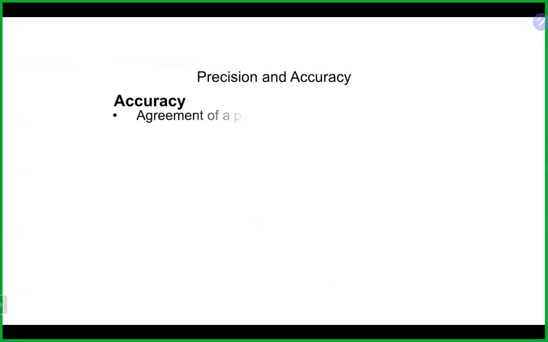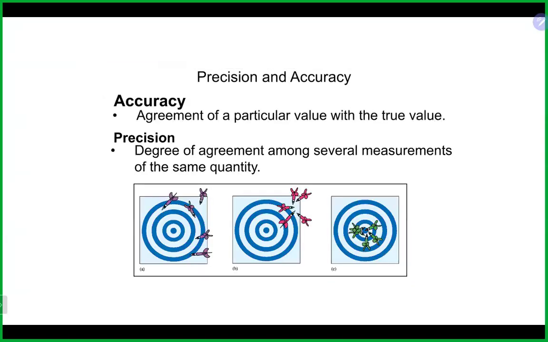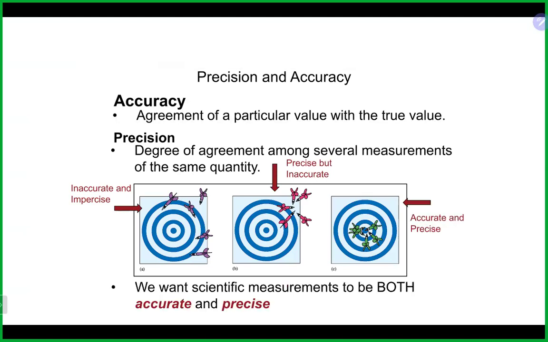All right, there's our dartboard example. Looks just like mine if you close your eyes. All right. So as we see there, inaccurate and imprecise, precise and inaccurate, and then obviously accurate and precise.